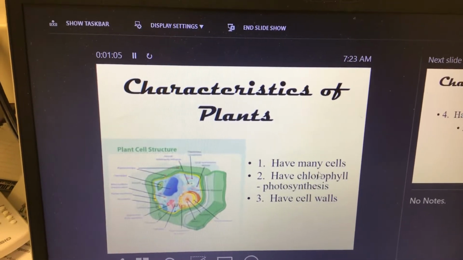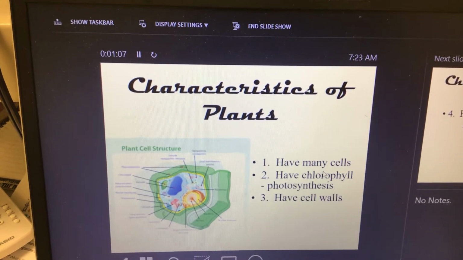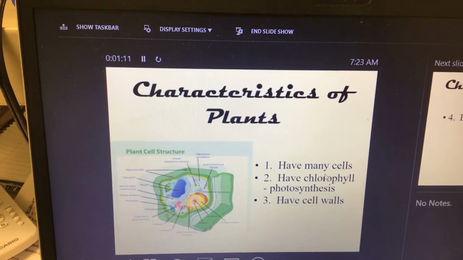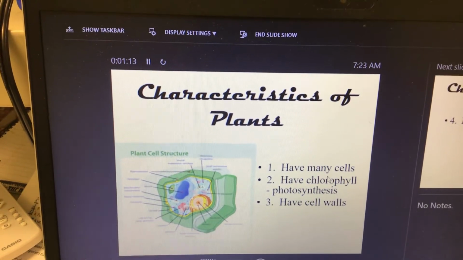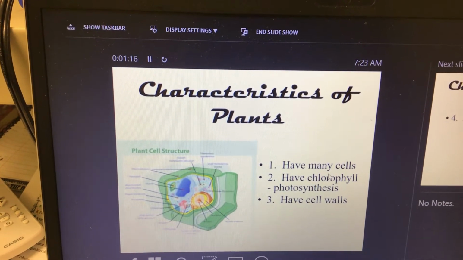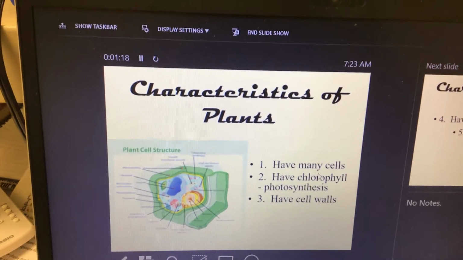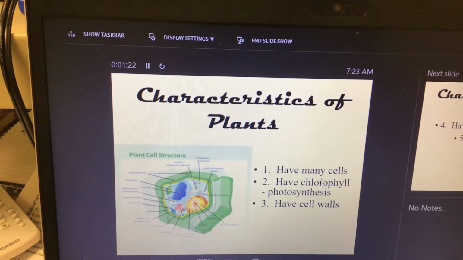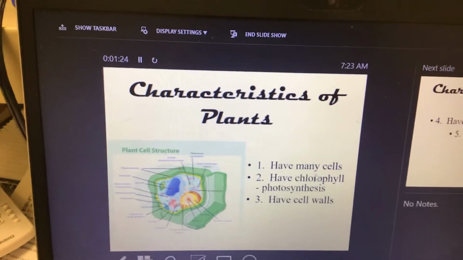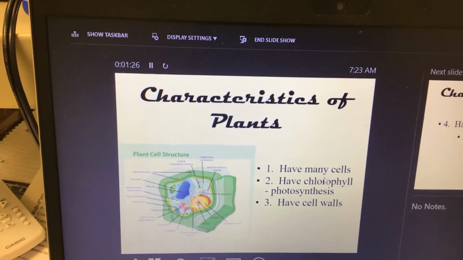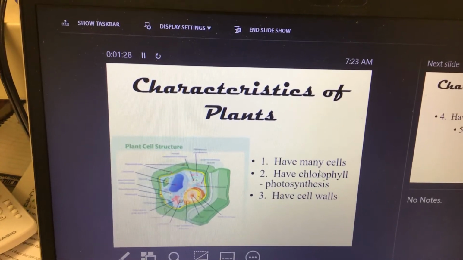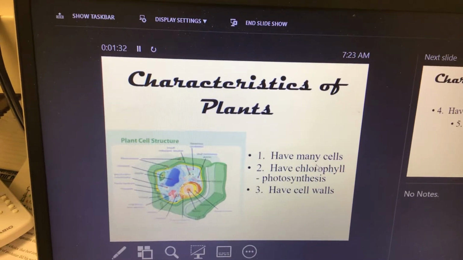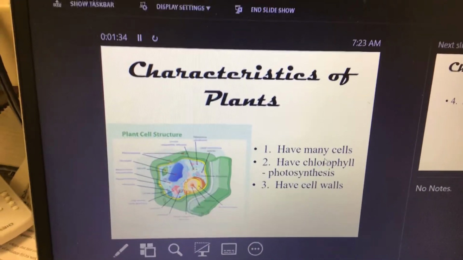And then plants are going to have cell walls. Each of their cells are going to have a cell wall. It's kind of a rigid structure that gives it shape. Okay? The reason your tree in your backyard doesn't just flop over is because it has many cell walls working together to hold it up. If I am going too fast, you can always pause.